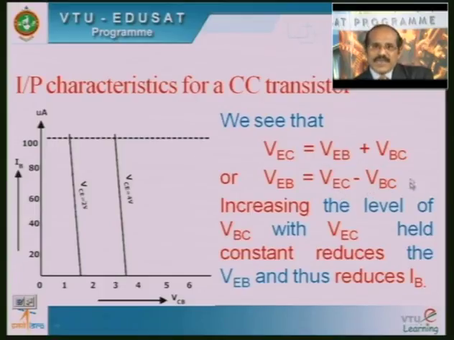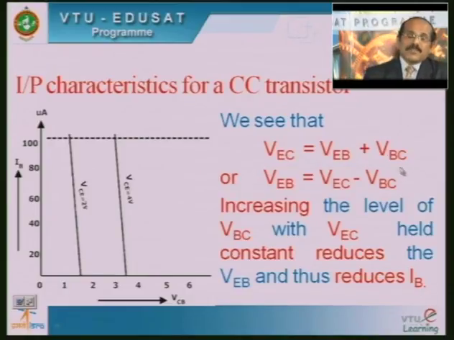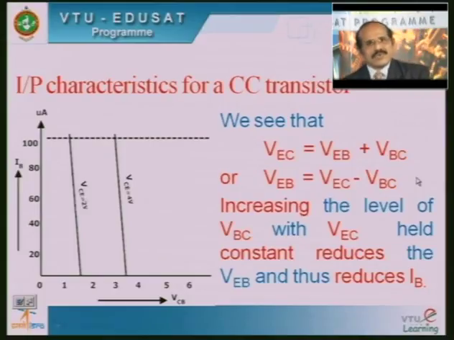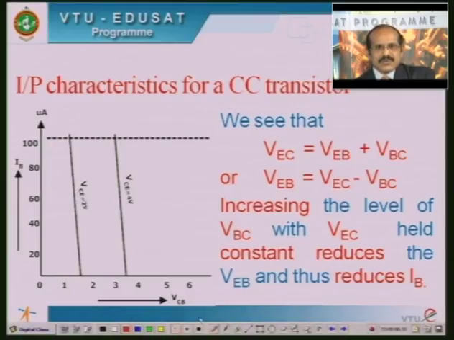So, therefore, whenever this input voltage VBC increases, what happens to VBE? It will decrease, because there is a negative sign there. So whenever there is an increase in VBC, which is the input voltage for the common collector configuration, the VBE will decrease.